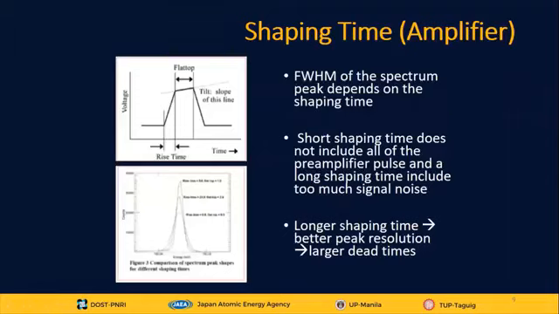The full width at half maximum of the spectrum peak depends on the shaping time. In particular, a shaping spectroscopy amplifier needs to integrate a fast rise and slow fall signal over the longest possible time to attain the best possible resolution, such that the user needs to choose a compromise between event rate and resolution. So a short shaping time does not include all of the preamplifier pulse, but has less signal noise, and a long shaping time includes too much signal noise, but gives better resolution. So here, longer shaping time means better peak resolution, but has larger dead times.